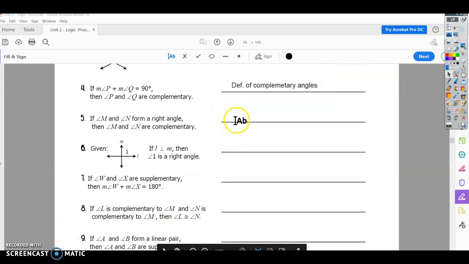So if the measure of M and the measure of angle N form a right angle, then M and N are complementary. So the angle of M and the angle N are complementary if they form a right angle. So this would be complement theorem.